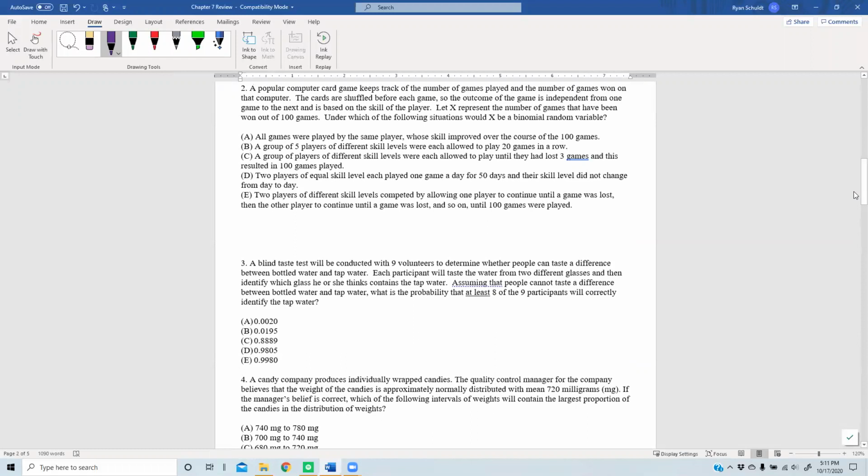Okay, number 2. A popular computer card game keeps track of the number of games played and the number of games won on that computer. The cards are shuffled before each game. So the outcome of the game is independent from one game to the next and is based on the skill level of the player. Let X represent the number of games that have been won out of 100. Under which of the following conditions would X be a binomial random variable?